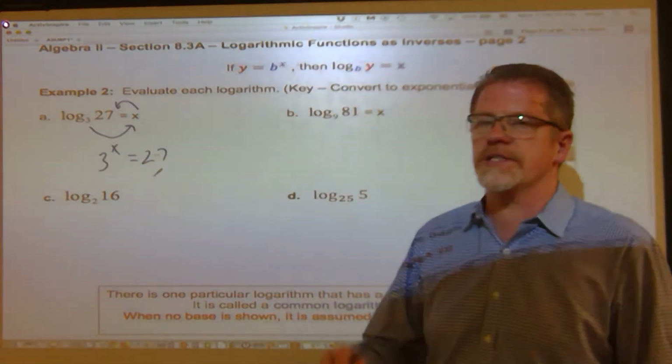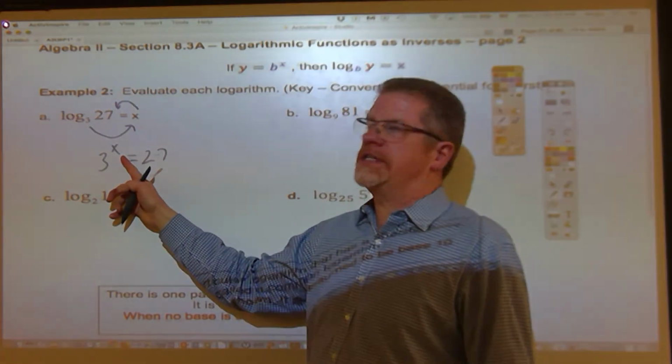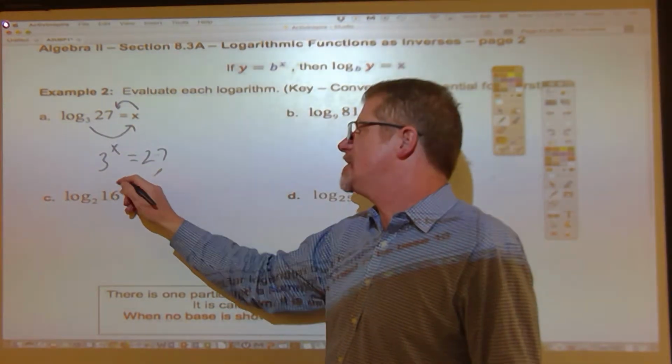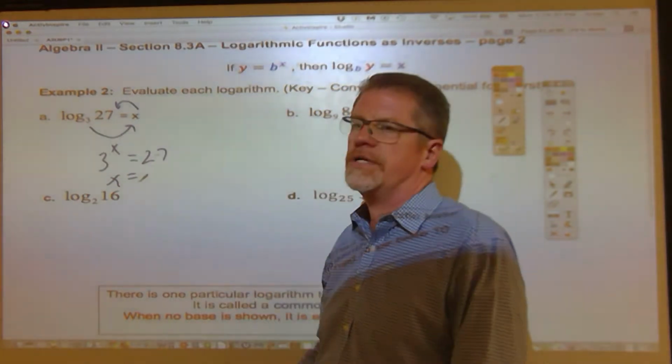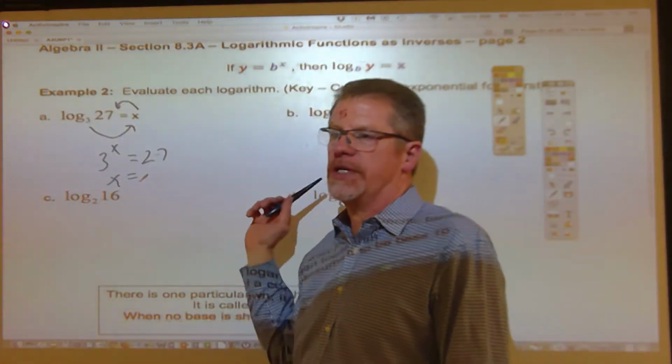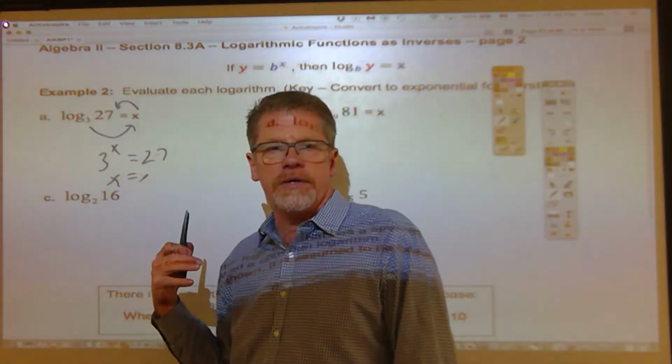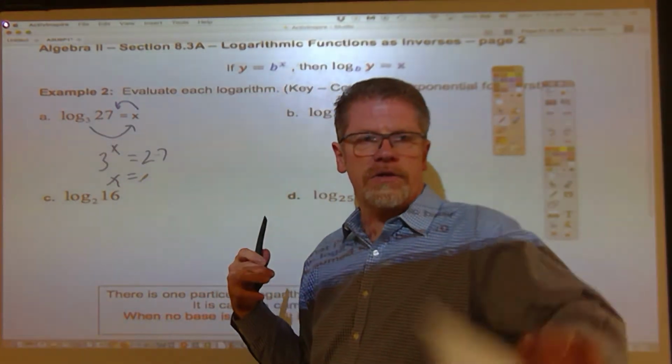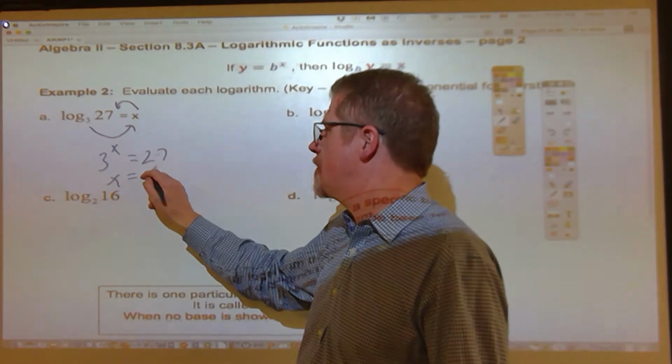Now you just have to ask yourself, what exponent on 3 would give you a 27? Raise your hand if you think you know the exponent that placed on 3 would give you a 27. Just go through your powers of 3 there. Yeah, go ahead, Thomas. Yeah, it's the 3rd.